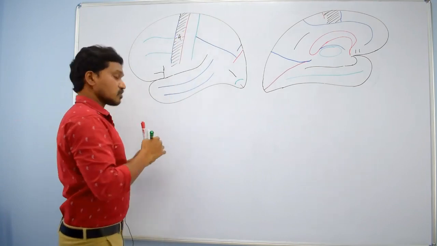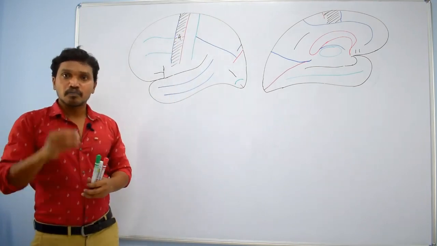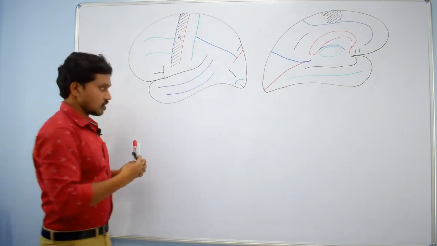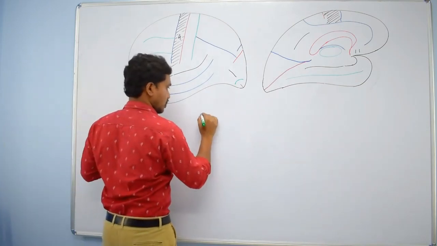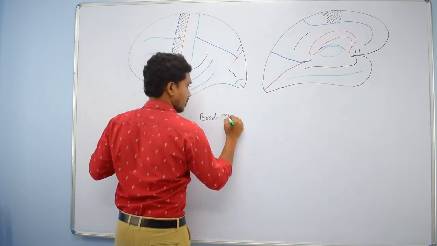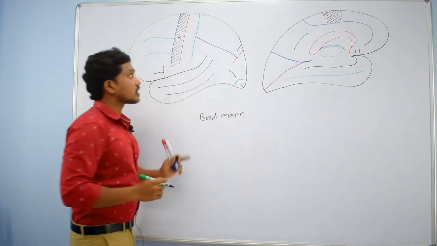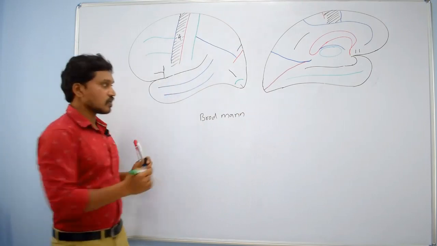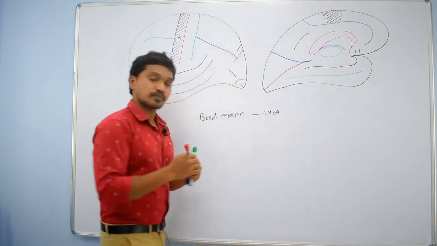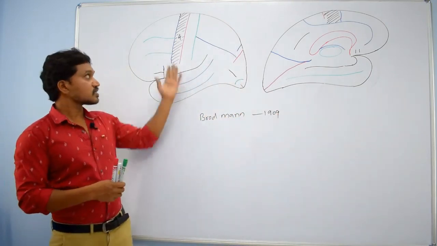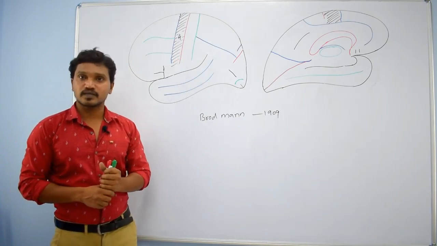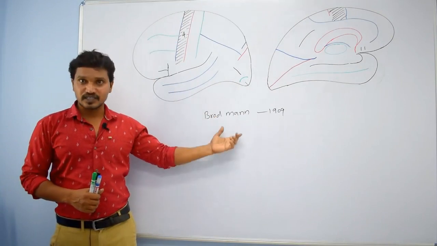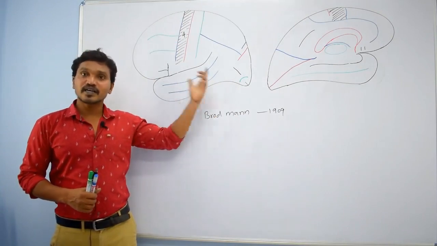Actually, based on the laminar pattern of neurons, Brodmann gave numbers to the different areas of the cerebrum in 1909. Right? So these areas are Brodmann areas. Along with these Brodmann areas, according to their function, scientists have renamed them.